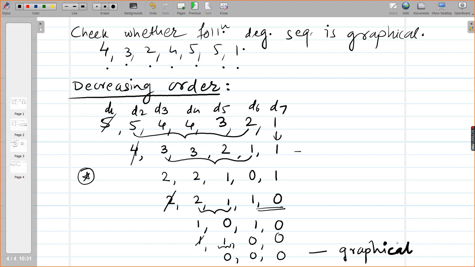Okay, is that clear? It's very mechanical. So this sequence is graphical. That means you can draw a graph with 7 vertices, where the degree of one vertex is 1. Let us try. Degree of 2 vertices is 5. Degree of 2 vertices is 4. There is 1 vertex of degree 2.